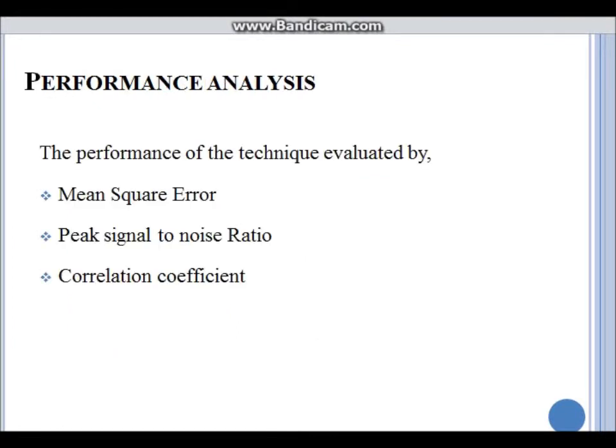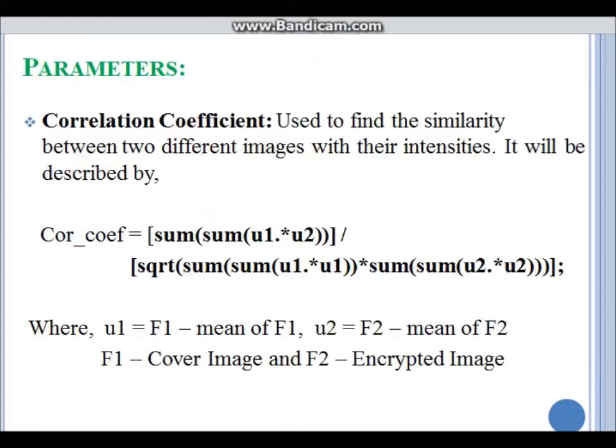Performance analysis. The performance can be analyzed with the help of mean square error, peak signal to noise ratio, and the correlation coefficient. The correlation coefficient is used to find the similarity between two different images with their intensity. It is calculated by the formula with the help of the cover image and the encrypted image.